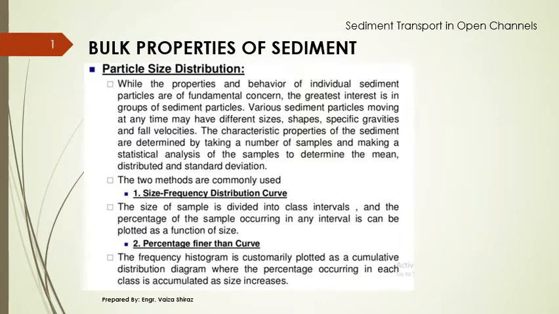Okay class, today we will start the discussion on the bulk properties of the sediment, and the first property which we will discuss is the particle size distribution. It is important to consider the particle size distribution for the bulk because when we are dealing with single sediment particles, it is quite easy to understand the properties for that one particle. But when they are in bulk, different particles can have different sizes, they can have different shapes, and respectively all other parameters can also vary.